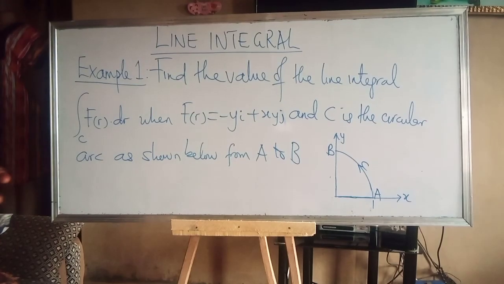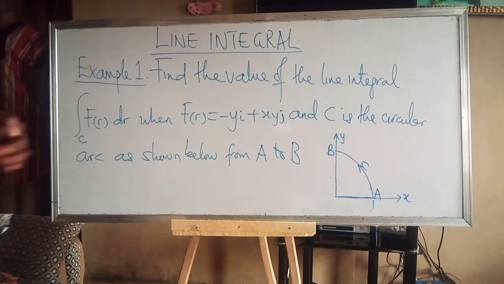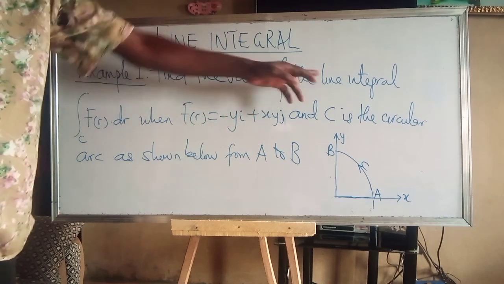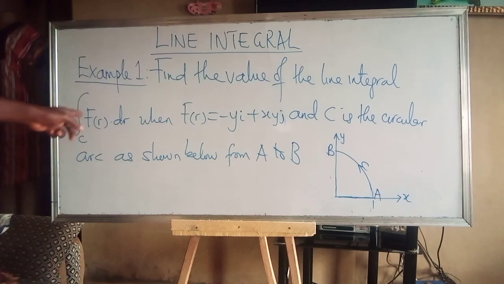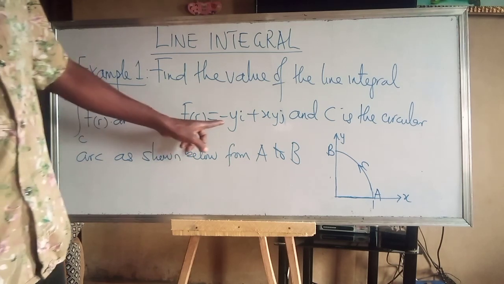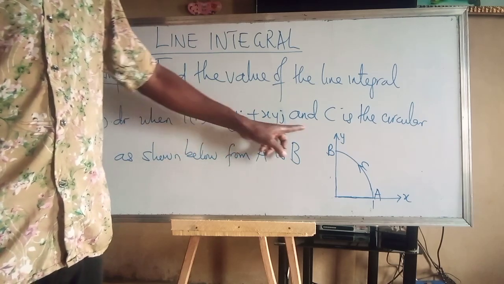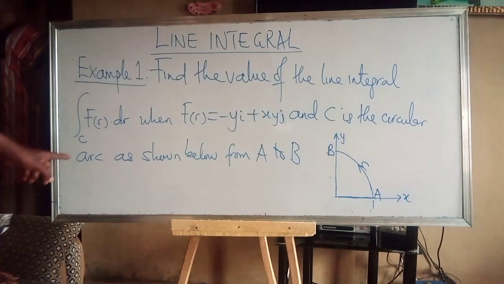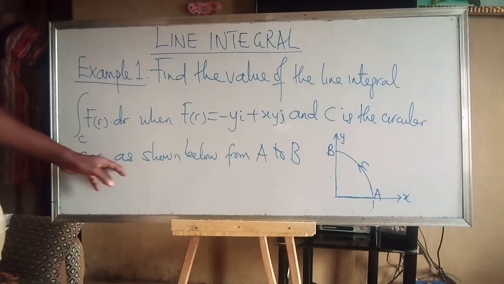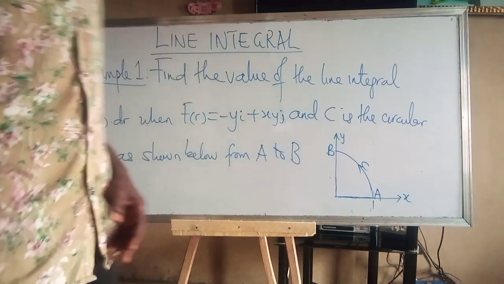Students, in this video we want to discuss line integrals. So we want to start with Example 1, which says: find the value of the line integral over C of f of r dr, when f of r, the given function, is equal to minus y i plus xy j, and C is the circular arc shown below from point A to B. So this is the diagram.